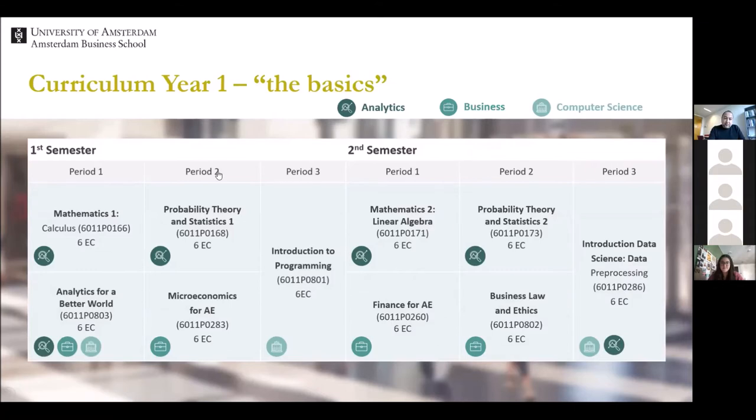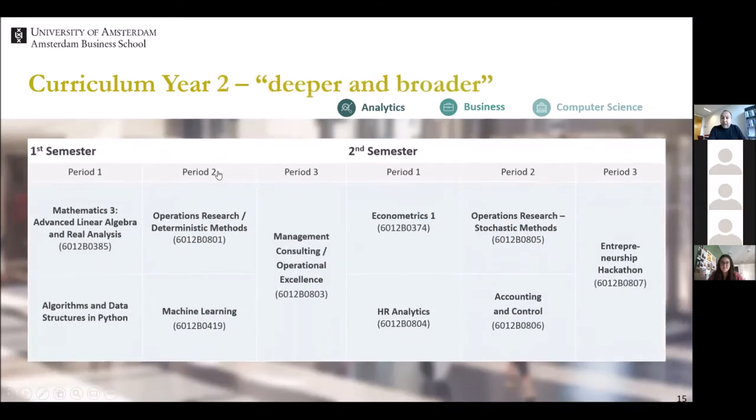In the second year, we specialize. We go deeper and broader. We still have some more advanced courses on analytics and computer science, like Mathematics 3 or econometrics 1, but this time we have more specialized and integrative courses like operations research, machine learning, algorithms and data structures in Python, and Azure Analytics.